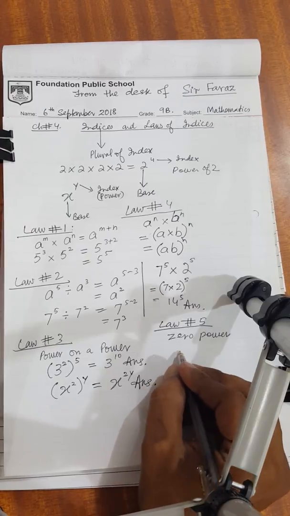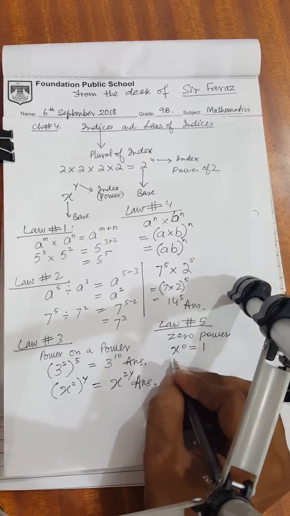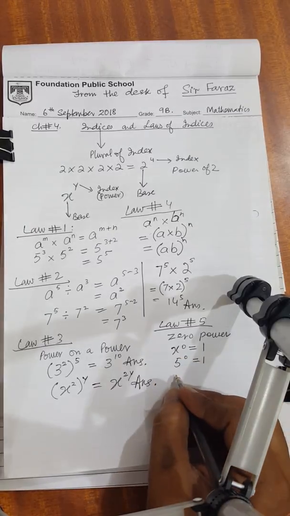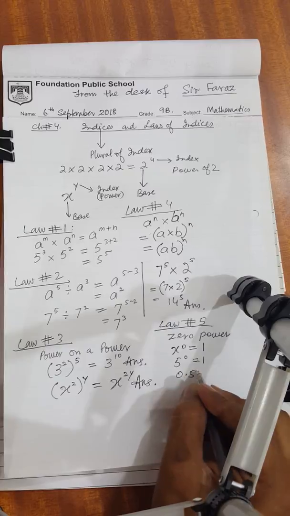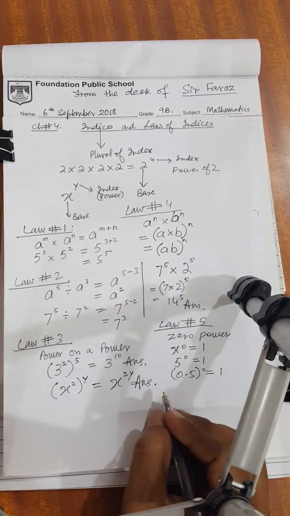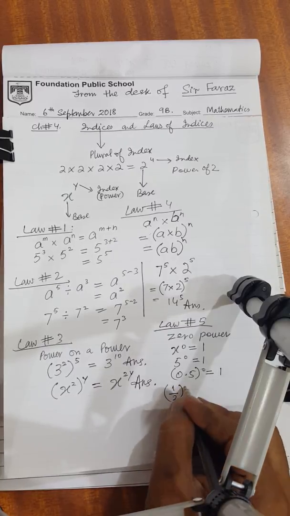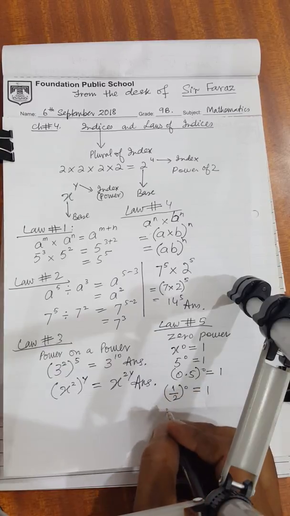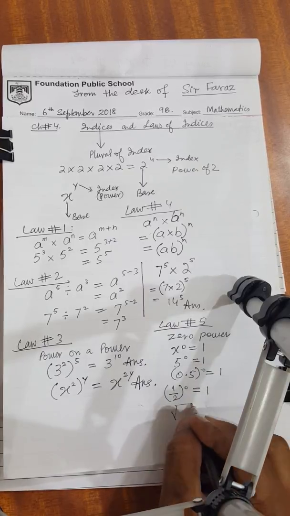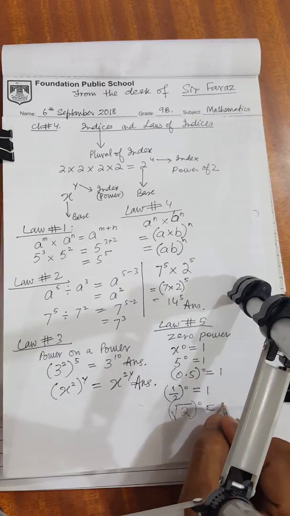Whether that number is a variable, x raised to the power 0, this is also equal to 1. Whether that number is an integer, 5 raised to the power 0 equals 1. Or a decimal number, 0.5 raised to the power 0, again it is equal to 1. Or consider a fractional number, 1 upon 2 raised to the power 0, again 1. Or consider another number, a radical, root 2 to the power 0 equals 1.